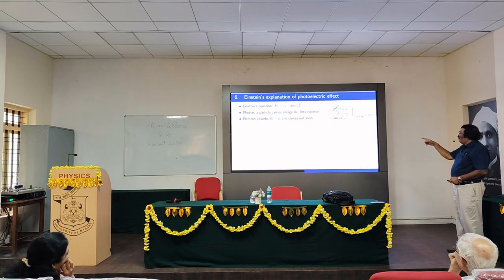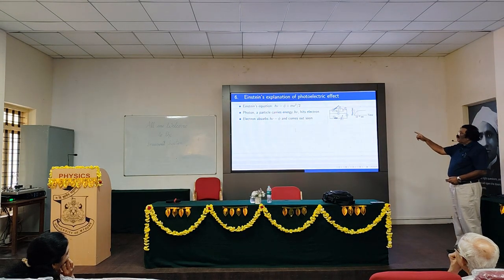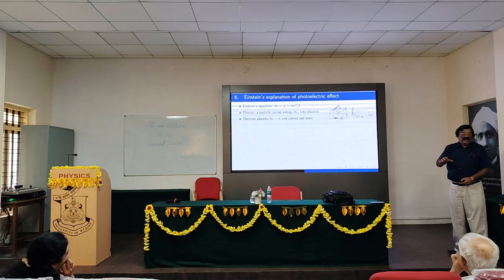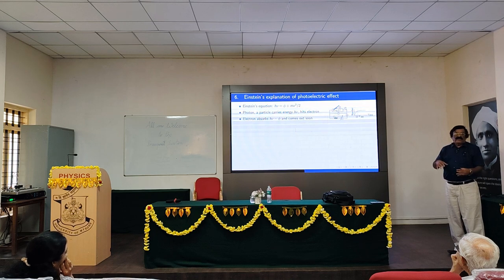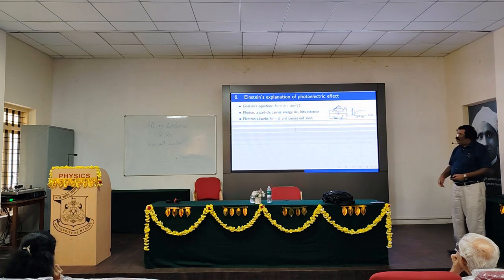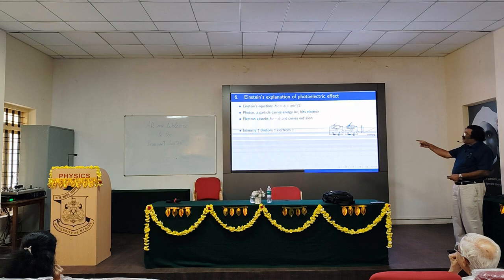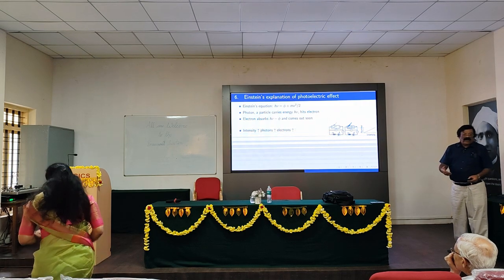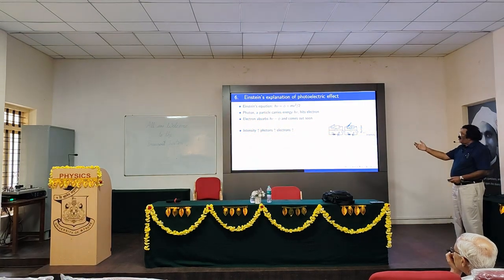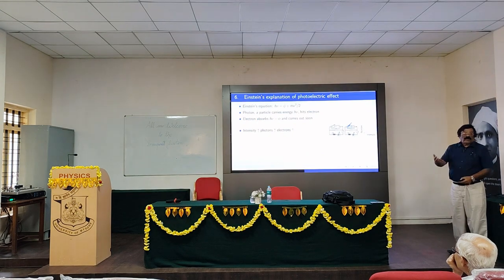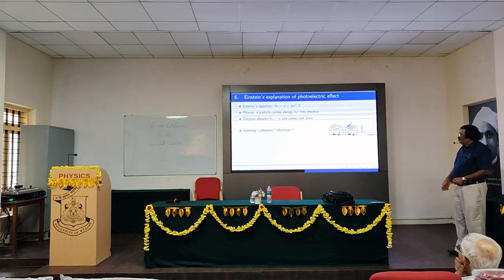Secondly, the electron absorbs this h nu, minus phi, and comes out. This phi is the work function. It is inside the metal and it has to come out of the metal. It needs certain energy for this. Next, intensity increases means, he said, photon number increases. Therefore, as photon numbers increase, they can eject more electrons. So that is his explanation.